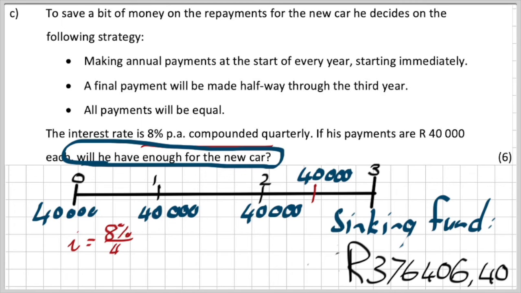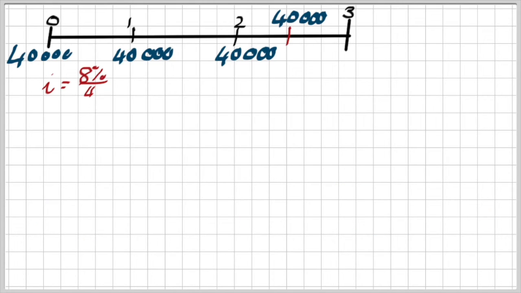Whew! Let's redraw this on a new page. Because what I'm going to have to do now is step by step get the value of each of those 40,000s at the end of 3 years. So this becomes a big sum.